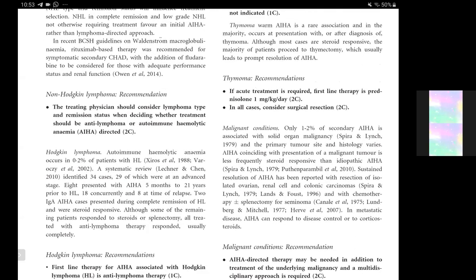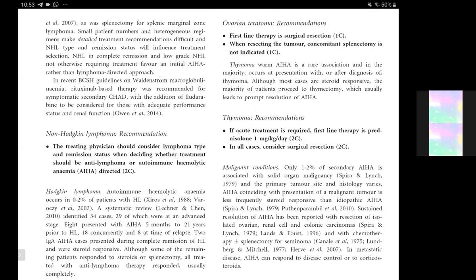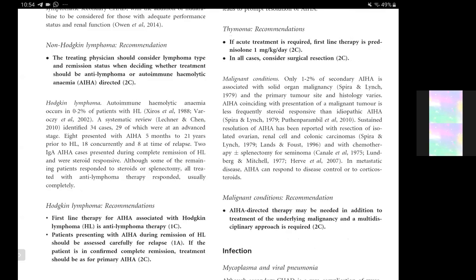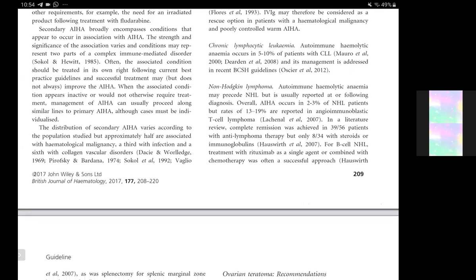So we have discussed the non-Hodgkin's lymphoma. Now we'll go on to the Hodgkin's lymphoma. The autoimmune hemolytic anemia occurs in 0.2% of patients with Hodgkin's lymphoma. So with non-Hodgkin's lymphoma, the overall incidence was 2 to 3%.